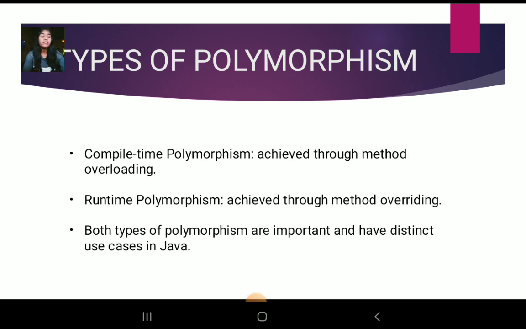Compile time polymorphism is achieved through method overloading. Runtime polymorphism is achieved through method overriding. Both types of polymorphism are important and have distinct use cases in Java.